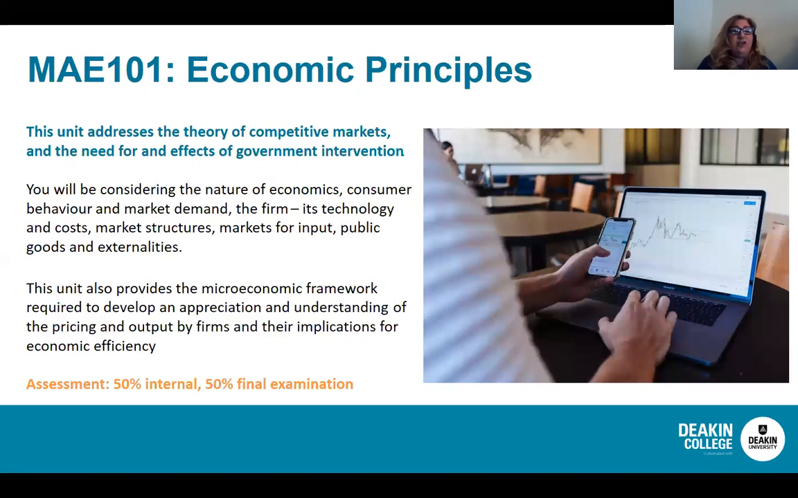Economics. Now, this unit looks at competitive markets and the need for and the effects of government intervention. You look at the nature of economics, consumer behavior and market demand. You're looking at the firm or business, its technologies, the costs, market structure, markets for input, public goods and externalities. The unit basically focuses on microeconomics, and it develops your understanding and appreciation of the pricing and output by firms and their implications for economic efficiency. The internal assessments equate to 50% and the final exam is worth 50% in this unit.